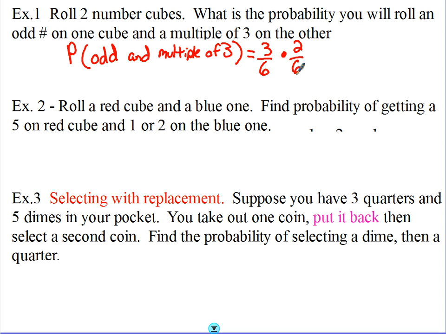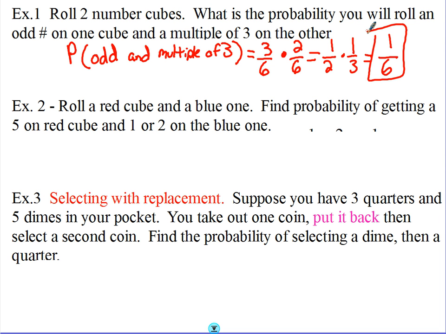Okay? To make my numbers a little bit simpler, I'm going to reduce first. So I'd get 1/2 times 1/3. And when I multiply fractions, I multiply the top. 1 by 1 gives me 1. 2 times 3 gives me 6. So the probability of rolling an odd number and then my second roll being a multiple of 3 would only be a 1/6 chance.